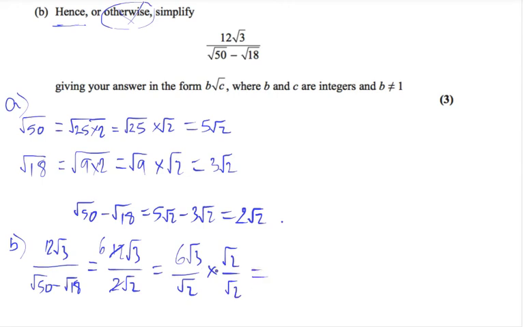6 root 3 times root 2 is 6 root 6. Root 2 times root 2 gives us root 4, and the square root of 4 is 2. Again, we can simplify the 6 with the 2 to get a 3. So our final answer is 3 root 6. So b is 3 and c is the integer 6.